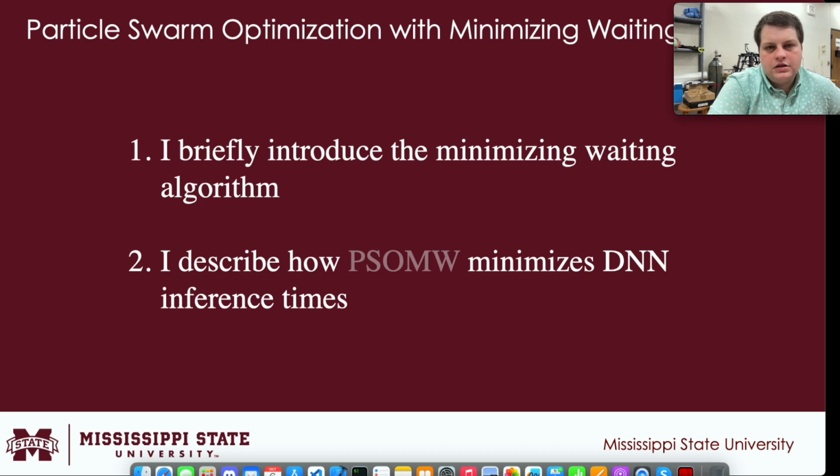First, I'll briefly introduce the minimum weighting algorithm, and then second, I will describe how particle swarm optimization with minimum weighting minimizes DNN inference times.